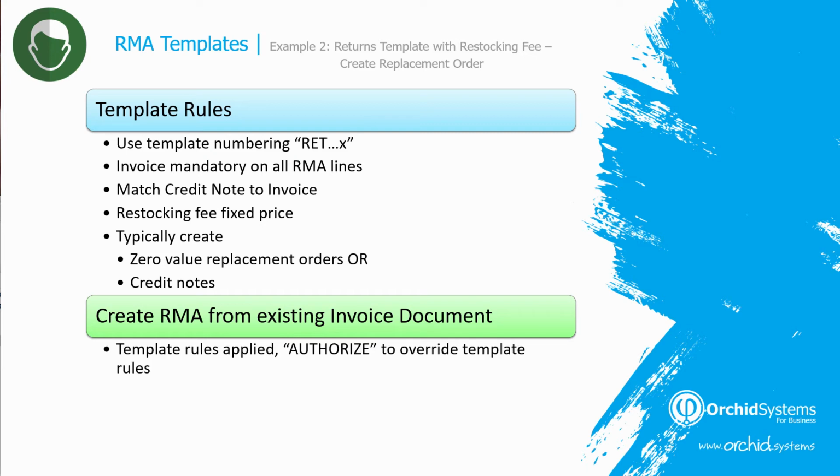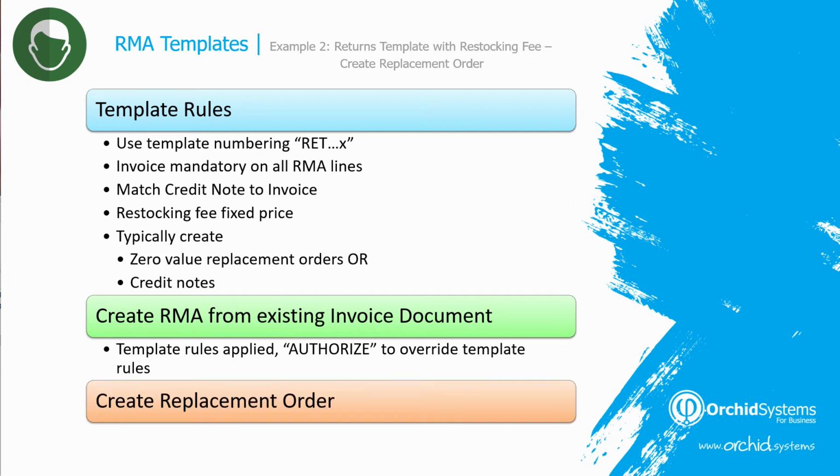And in this case, we're going to show the template rules being applied, but we're going to authorize the RMA to override the template rules to add an item which we have no invoice for. And then we're going to create a replacement order.